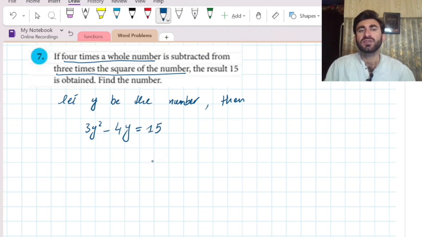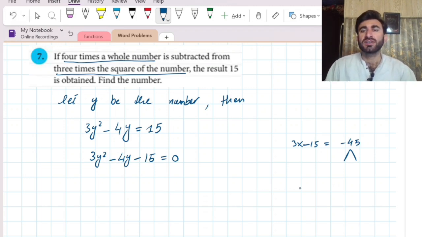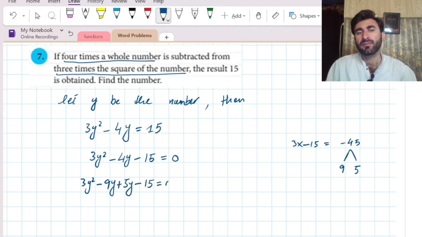Once again that is a quadratic equation, and in case of a quadratic equation we have to change it into standard form: 3y squared minus 4y minus 15 equals 0. We will start factorizing it by taking the product of the coefficient of y squared and the constant. So it will be minus 45. We are looking for the factors of 45 whose difference is 4, and they are surely 9 and 5. 9 times 5 is 45 and their difference is 4. So it will become 3y squared minus 9y plus 5y minus 15 equals 0.